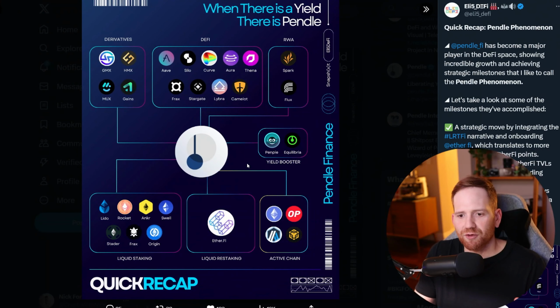Just to summarize everything, you can see here that Pendle has so many things going on, and be sure to give my friend here a follow, Explain Like I'm 5 DeFi, who creates these awesome graphics. But Pendle is doing everything with real world assets, yield boosters, liquid staking, right? DeFi, and look at all these partnerships that they have. And they are definitely set up to be successful in 2024.